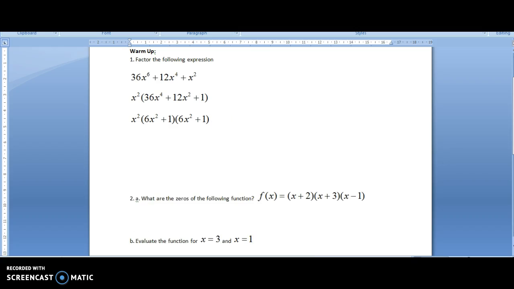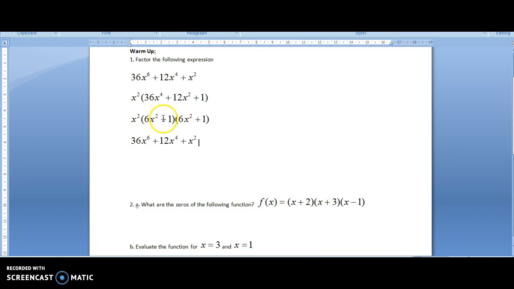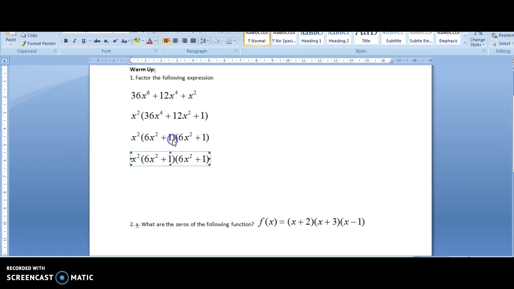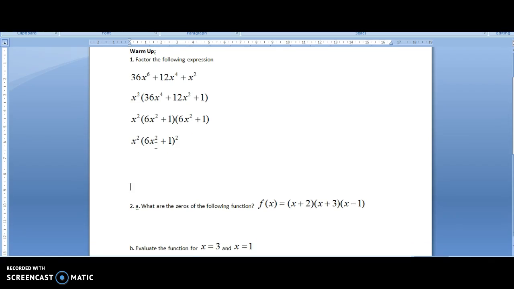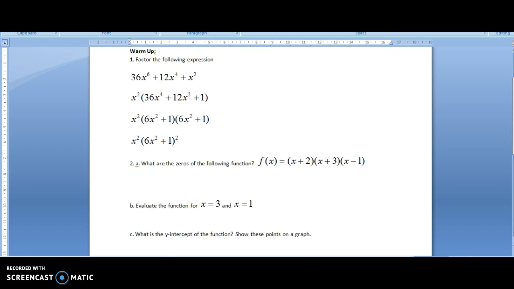Feel free to rewrite this. Let me copy and paste this one again. What we could do is simply write one of the identical brackets and raise it to the power of 2. That is allowable and will shorten your answer, but they're both acceptable. So that should be pretty easy.